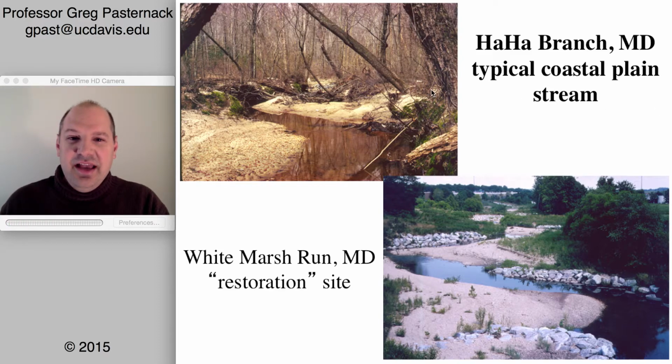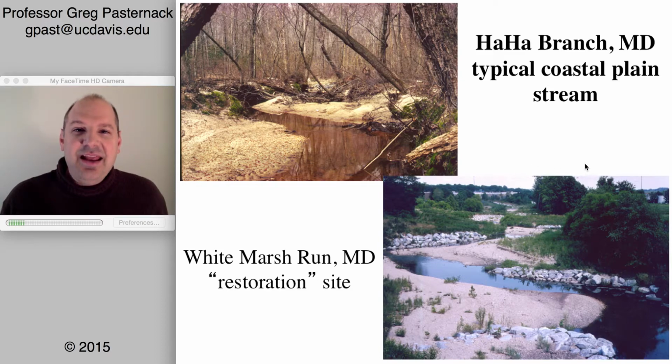Haha Branch is all natural substrate. It's a forested floodplain that's well connected, and there's no problem with that. It has steep cut banks that are cutting. It has point bars that are growing. When we look at White Marsh Run, you can see that there's riprap at every single cut bank. It's because this river was not intended to be allowed to do what natural rivers do, a process of meander migration. And that's not the only issue here.